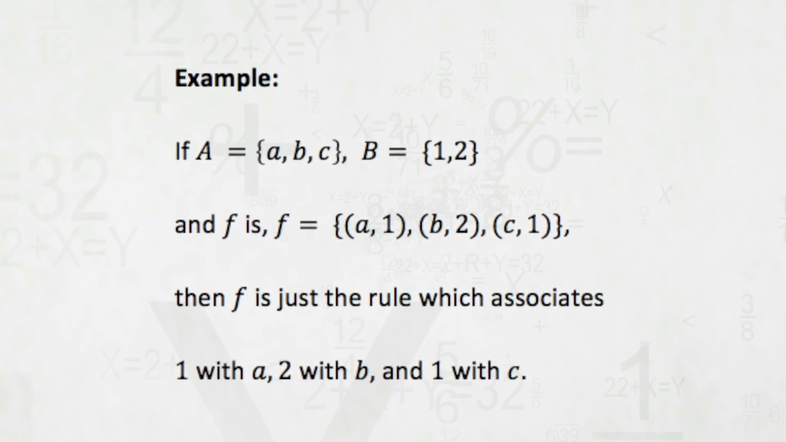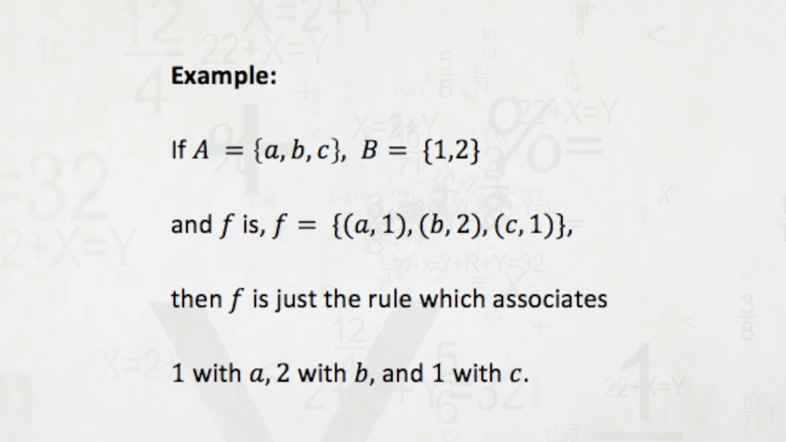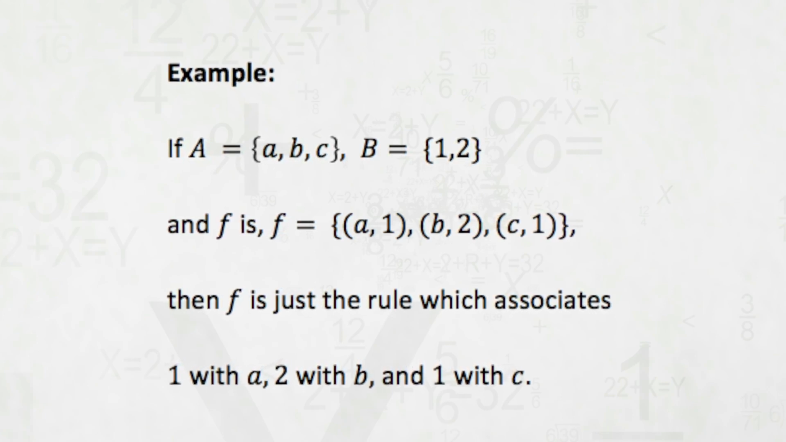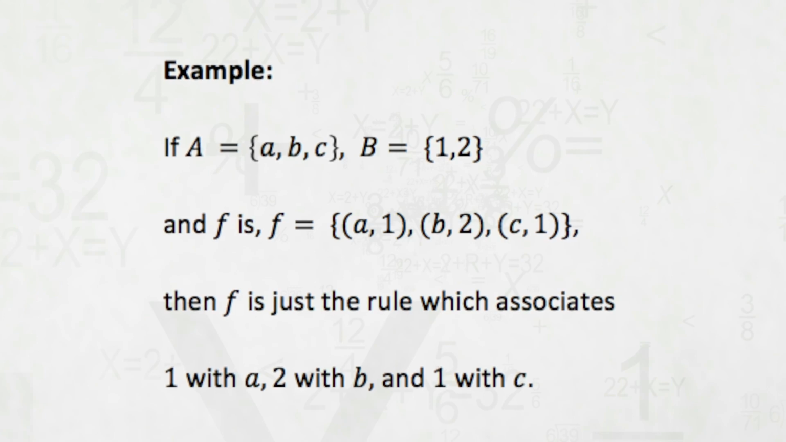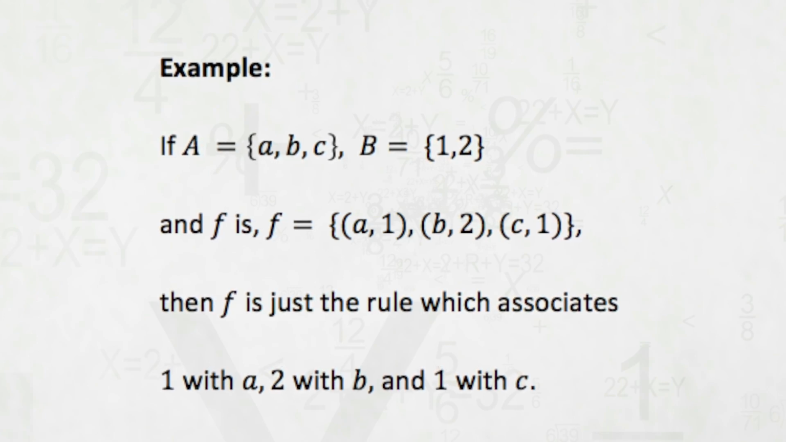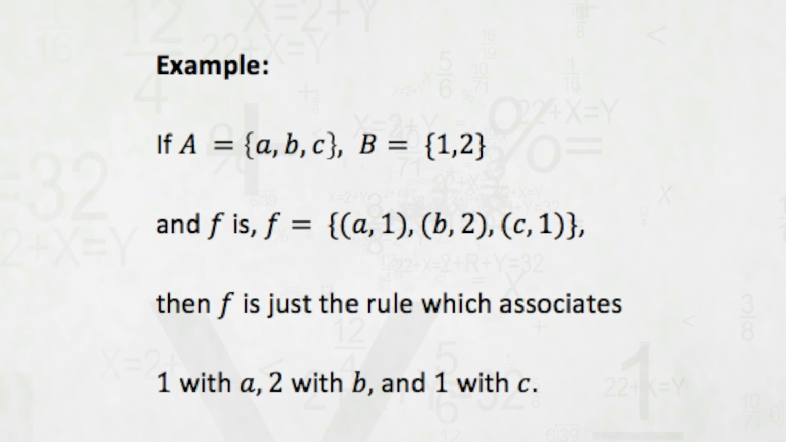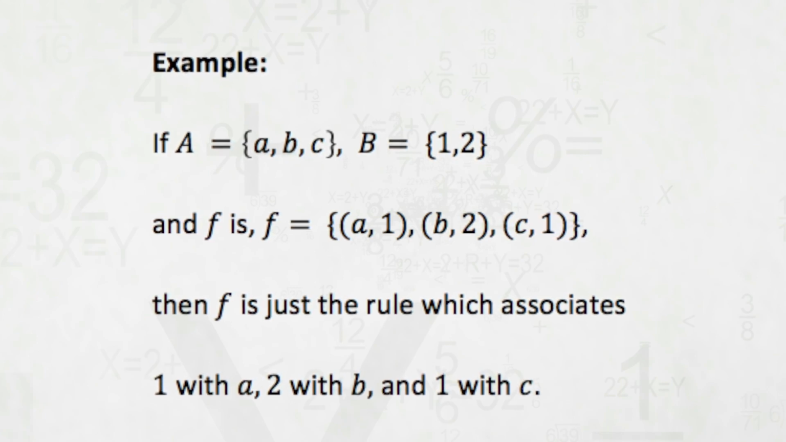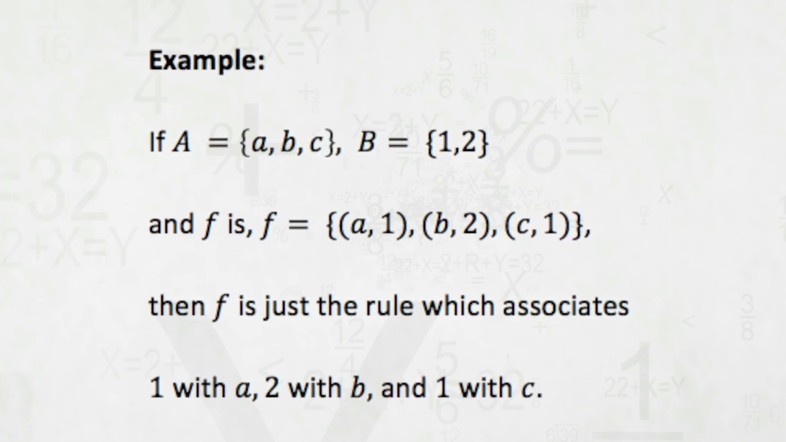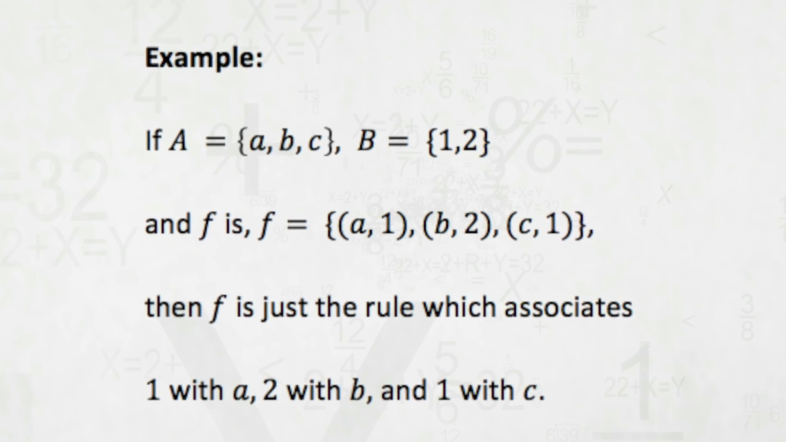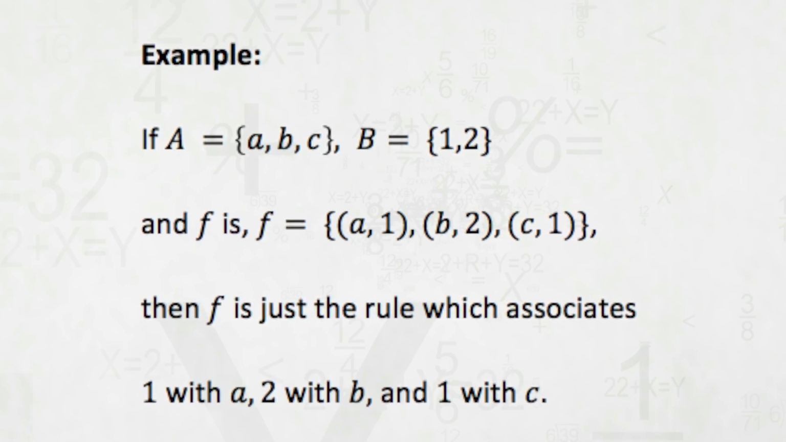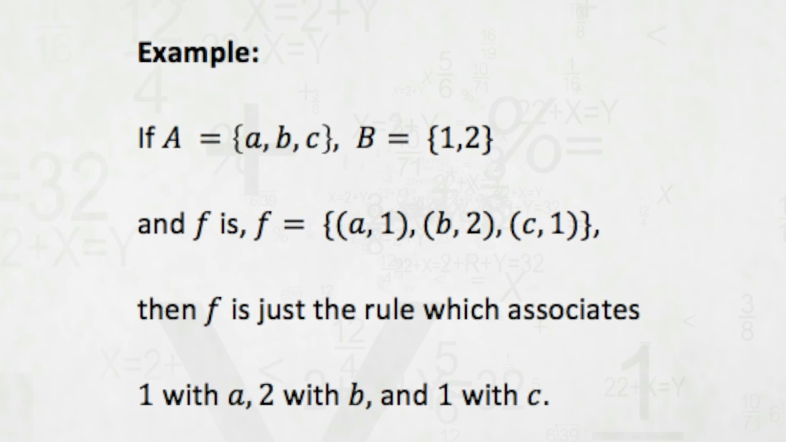For example, if A is a set containing the elements a, b, c and B is a set containing the elements 1, 2, and f is the function defined by the ordered pairs (a, 1), (b, 2) and (c, 1), then f is just the rule which associates 1 with a, 2 with b and 1 with c.